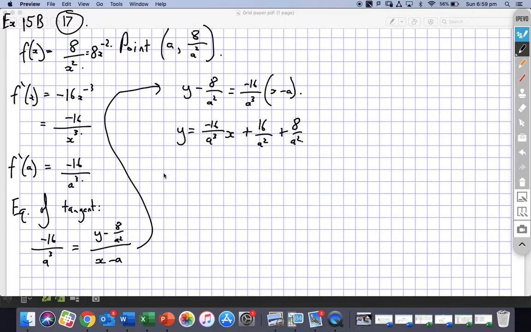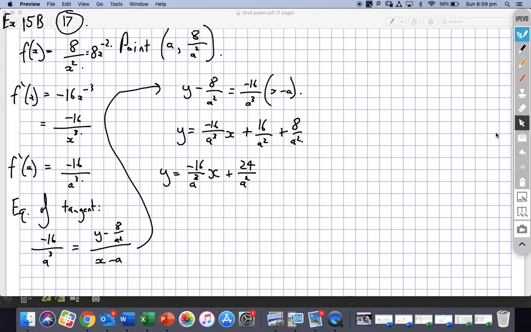So that's the equation of the tangent, right, and no matter what your a is, you could put it into this formula and you would find the equation of a tangent that would fit with this curve up here, right? So it's a pretty cool little question, right?